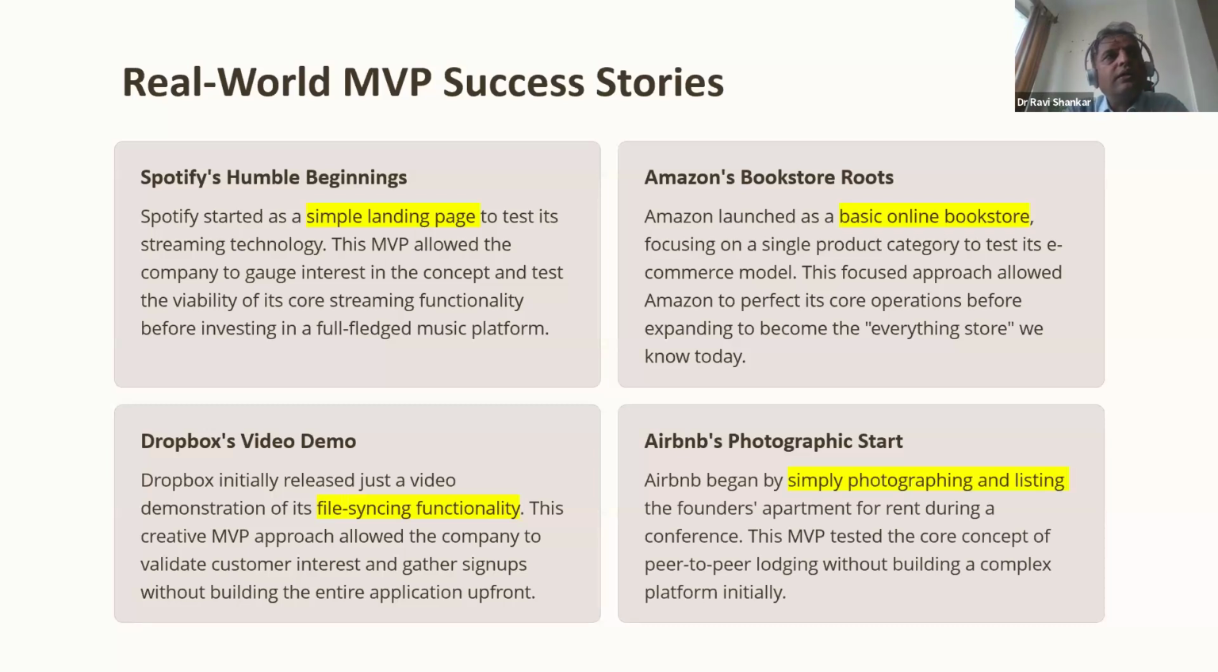But in India, if I want to give some examples, it could be Flipkart. It could be Meesho. It could be Paytm. Credo, for example. These are all good real world instances of companies which have embedded MVP as a DNA in their enterprise.